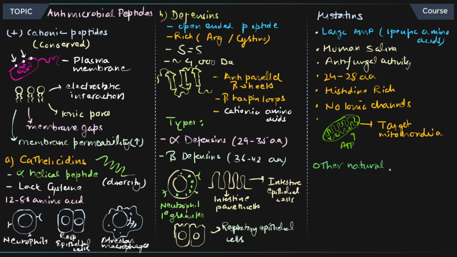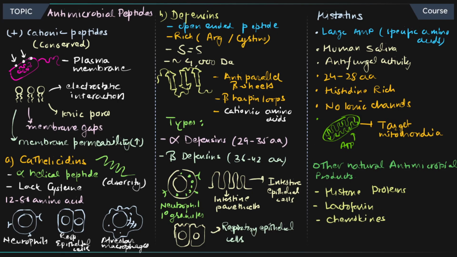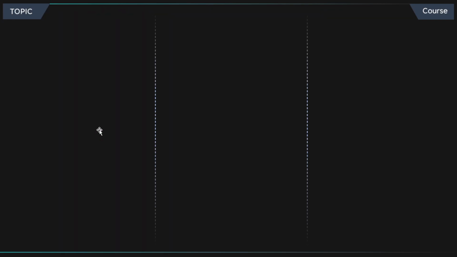If you talk about other natural antimicrobial products, you have various components, like histone proteins, lactoferrin, and also chemokines. They have the ability to actually kill microbes. So these are some of the important components. Now let's move on to the next, where we are going to discuss another very important component, which is bacteriocins.